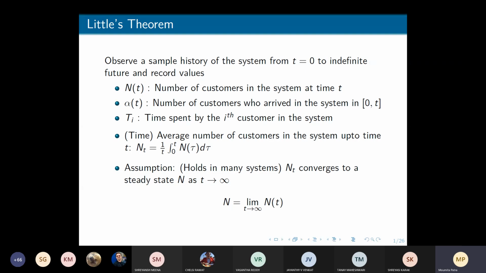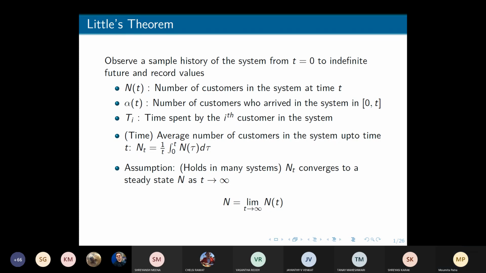Okay, so now suppose you do this for an infinite amount of time, and you are denoting certain values here. So the first thing is N(t). Okay, N(t) is what? The number of customers in the system at time t. Alpha(t) is what? The number of customers who arrived in the system between times 0 and t.